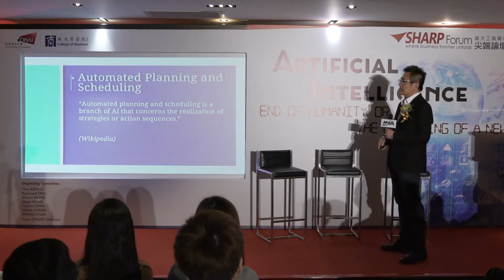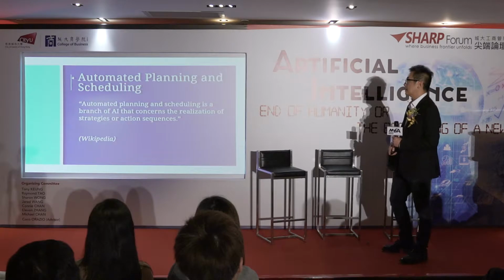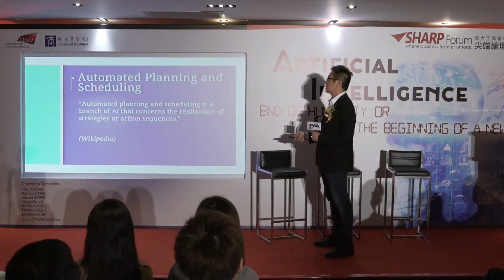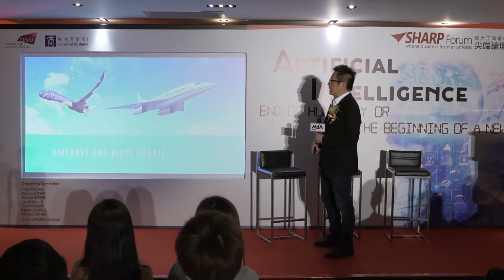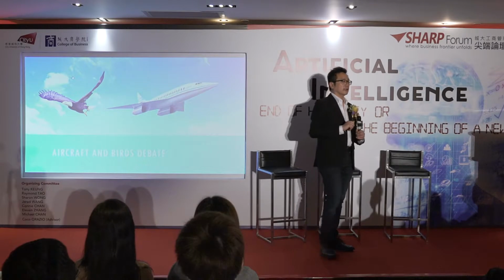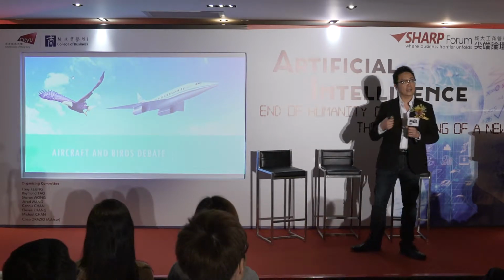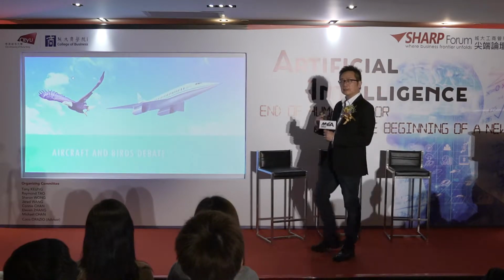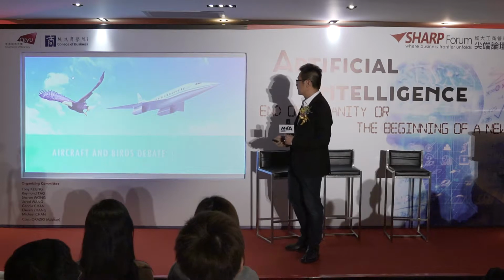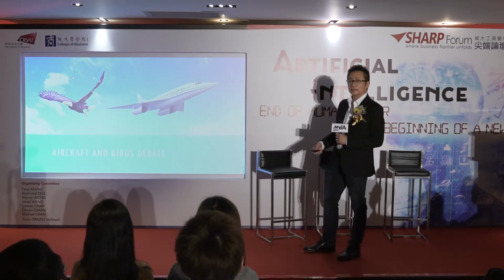So the things that Terry Winograd did are related to planning and scheduling. It's a branch of AI that concerns realization of strategies and action sequences. Now, all the things that I showed you before do not seem very human-like, right? It's very mechanical, very not human. Humans have the brain and wetware. So there was a big debate, or it is still going on. It's called the aircraft and birds debate.